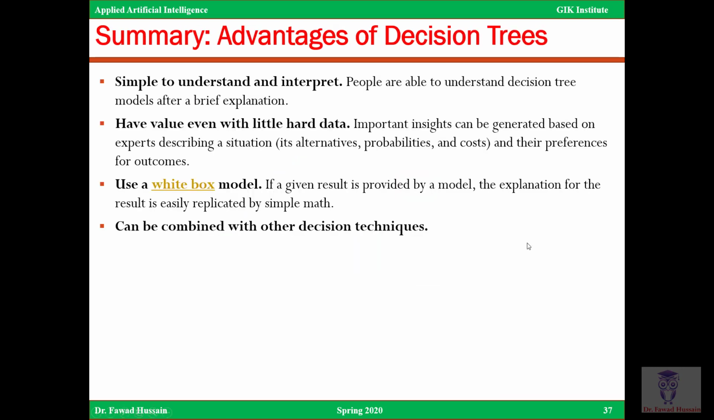And this is one of the reasons that we say that it is simple to understand and interpret, which is a reason for its popularity. It's very simple to use even by people who are not technical. So it is going to have value even with little hard data. Even if you have a small amount of data, you are still going to be able to come up with a decision tree. And it's a white box.